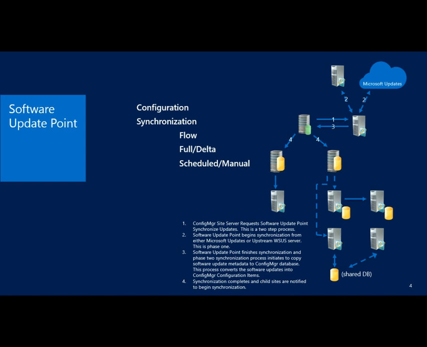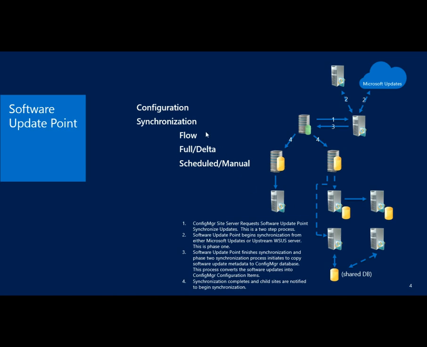So the other thing that I want to mention in terms of software update points is the idea of synchronization. In order for software updates to be deployable in ConfigMgr, you need to be able to synchronize those software updates. So I want to talk about generally the flow and some of the changes in 2012 that we just discussed and the impact they have on the flow. Really, the flow isn't hugely different than what we had in 2007, but I want to show it to you. Then I want to talk about the different types of synchronizations, full, delta, scheduled versus manual, and how all those work. Again, not a ton there, but worth knowing.